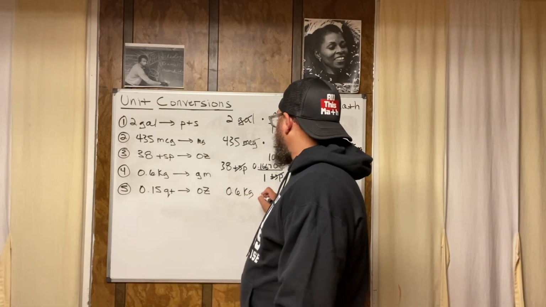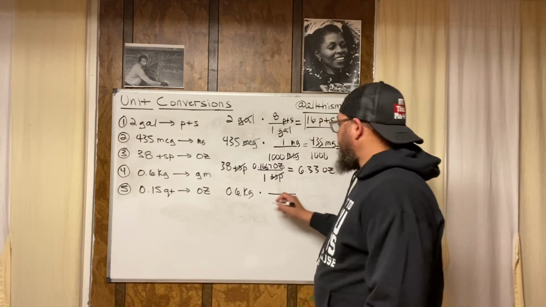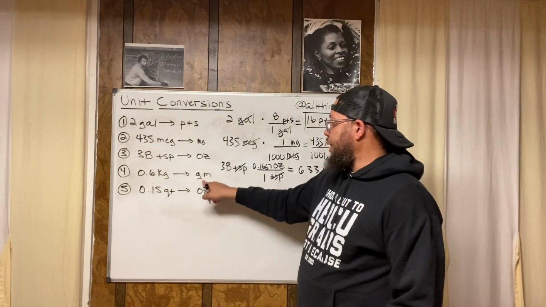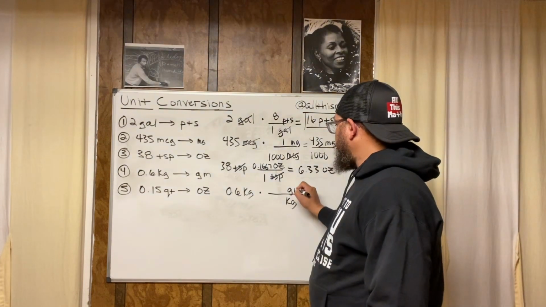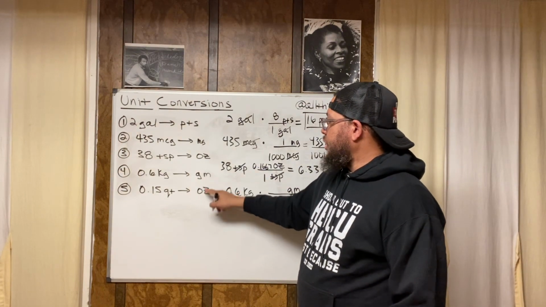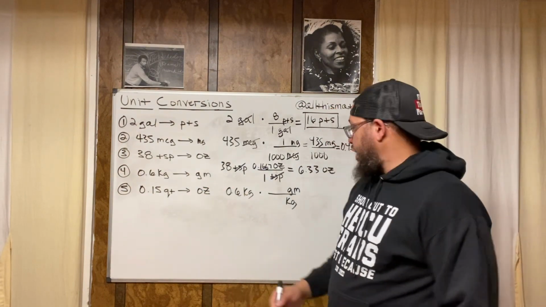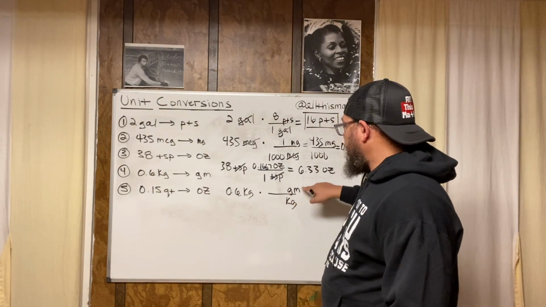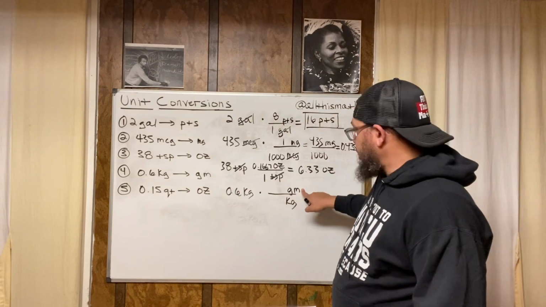0.6 kilograms times, now I'm trying to get rid of kilograms, so that goes in my denominator. I'm trying to get to grams. Remember, grams is usually just G, but in this case, GM can also represent grams. I'm trying to cancel out kilograms, that's why kilogram is on the bottom. I'm trying to get to grams, that's why gram is on the top.